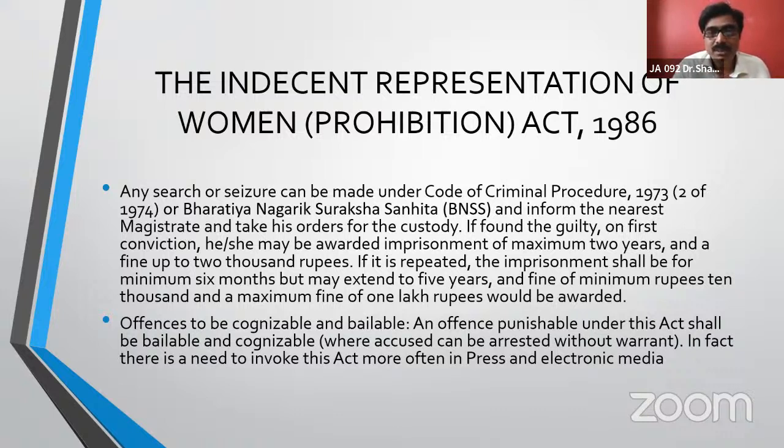So under the Code of Criminal Procedure and the Bharatiya Nagarik Suraksha Sanhita, if you find any kind of indecent paper or indecent book, that is indecent representation of a woman, so he will be produced before the magistrate. On the first conviction, the fine will be up to 2,000 rupees, and imprisonment up to a maximum of 2 years. So that will be the second conviction. It will be 1 lakh rupees, and 5 years imprisonment.